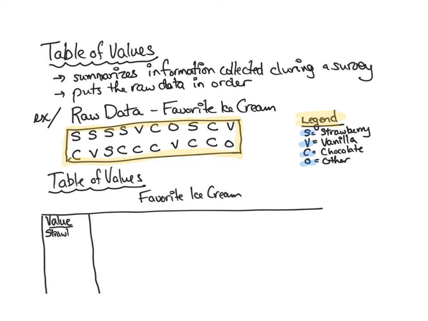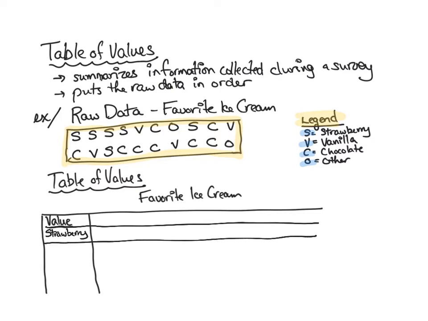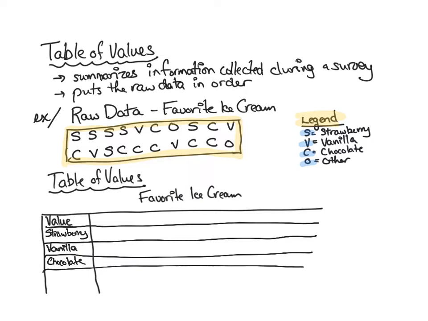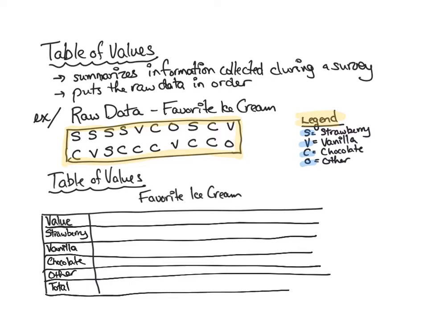Strawberry, and this is all the way across. That's the title line. Then we have our values: strawberry, vanilla, chocolate, and other. Also, we're going to put a total, and that'll be the last bar. So the value is the first part.